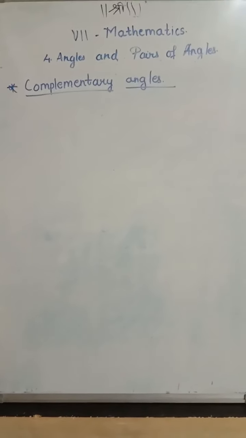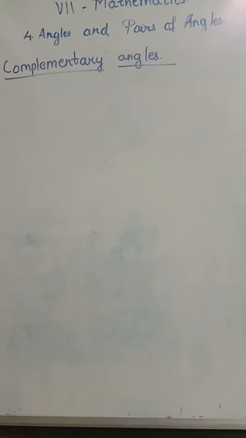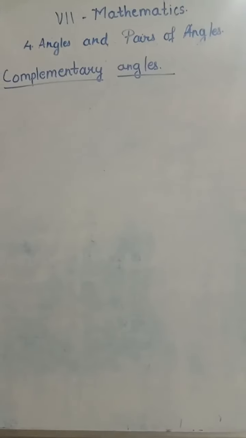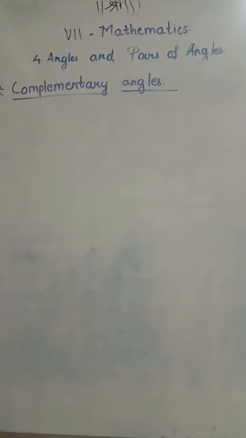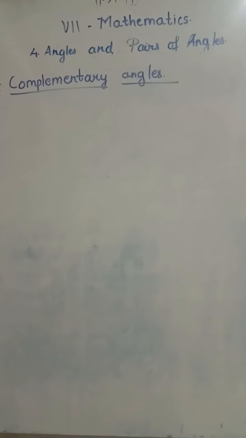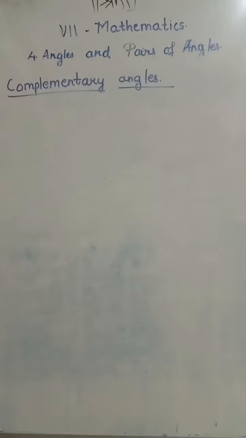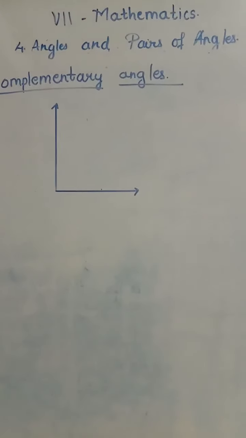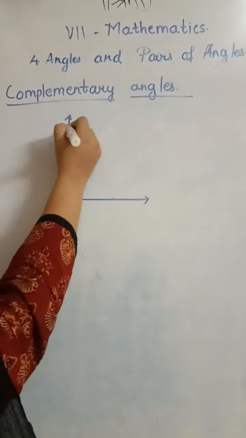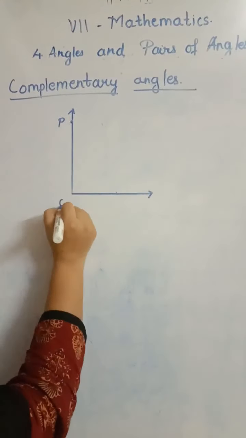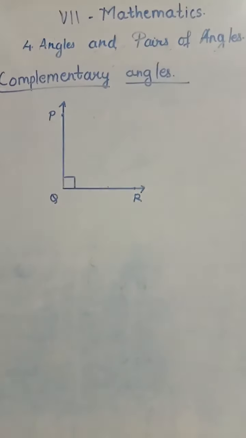For this, children, if you have a rough book with you, you can draw one right angle. Okay, even I will draw the right angle and you also draw a right angle. A right angle measures 90 degree, correct? So draw one right angle. Now we can name it as angle PQR. As it is a right angle, we will show the symbol.